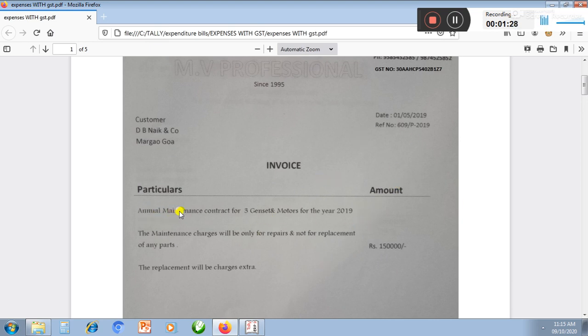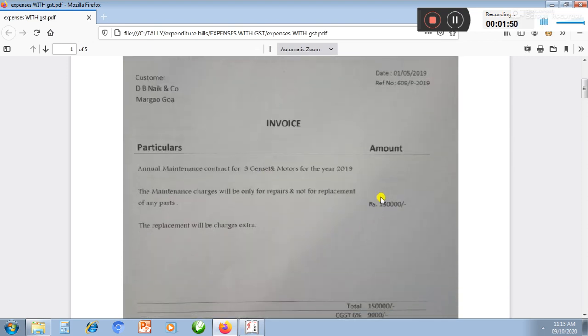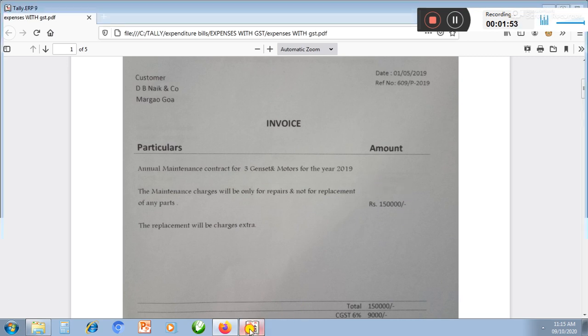Now, an annual maintenance contract means it becomes what? Contractor, no? This is the contractor. Although it is written here as professional, it doesn't mean he is a professional. We received this bill from MV Professionals, but this party is taking contracts. We have given a contract to MV Professionals. So the contract value is 1,50,000, and I'll pass the entry.